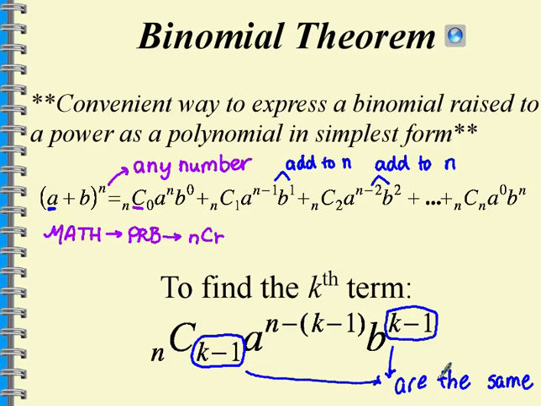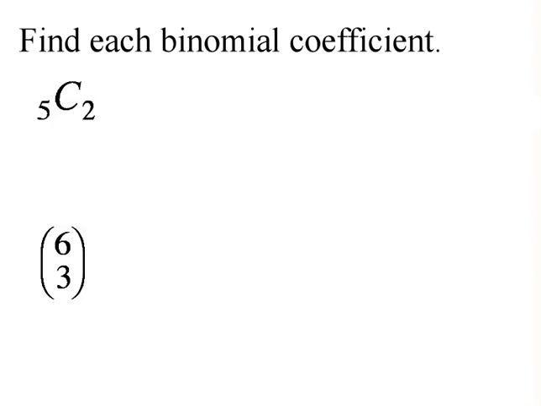Okay, so let's go ahead and look at an example. All right, find each binomial coefficient. So what we're going to do now is just use the nCr button on our calculator. Once again, we find it by doing Math, PRB, and it says nCr. Okay.